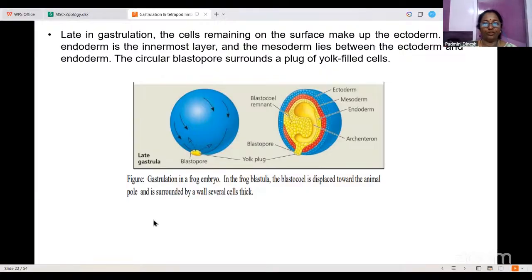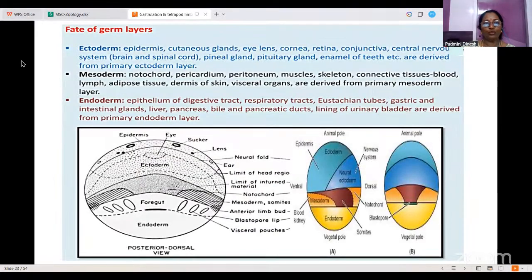Okay, so you have these stages, the ectoderm, the mesoderm, and the endoderm, and the endoderm is going to line the archenteron. So what are the fate maps of the germ layers? The ectoderm is going to form the epidermis, cutaneous glands, eyes, cornea, retina, whereas the mesoderm is going to form the notochord, pericardium, muscles, skeleton, connective tissues. Blood is the most important connective tissue. And endoderm is going to form the digestive tract, the respiratory tract, the eustachian tube.